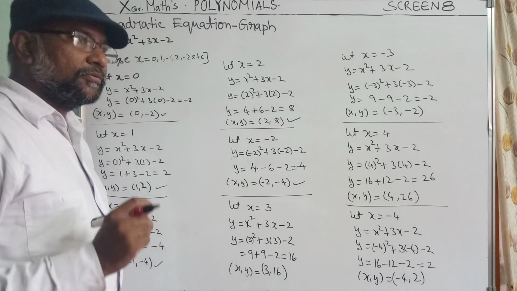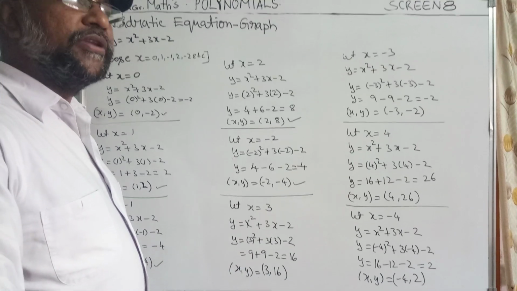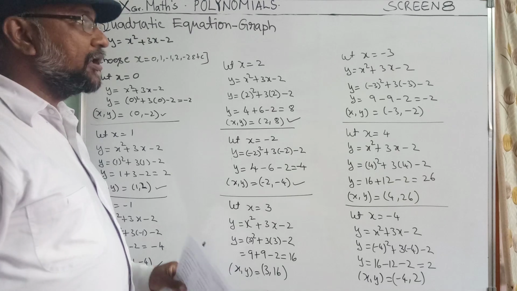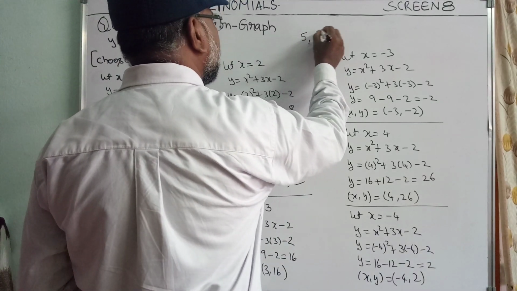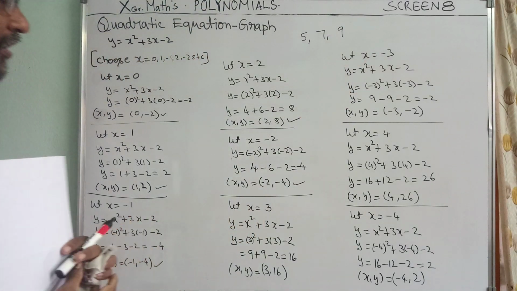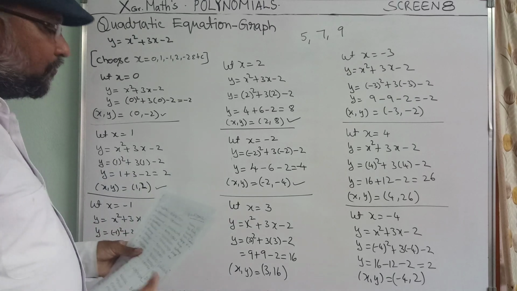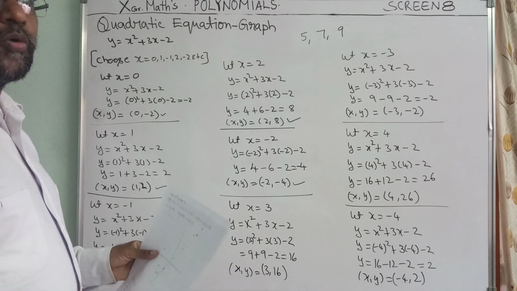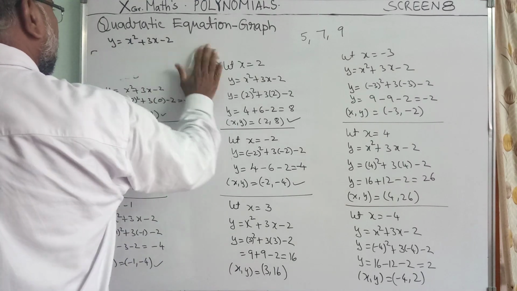You have to remember one thing. For a linear equation, you need just 2 points. For a quadratic equation, a minimum of 5 are required. If you take 7, 9, then there is no problem. Whatever it may be, minimum 5 points are required. Now with these coordinate points, I am going to draw the quadratic curve or quadratic equation graph.